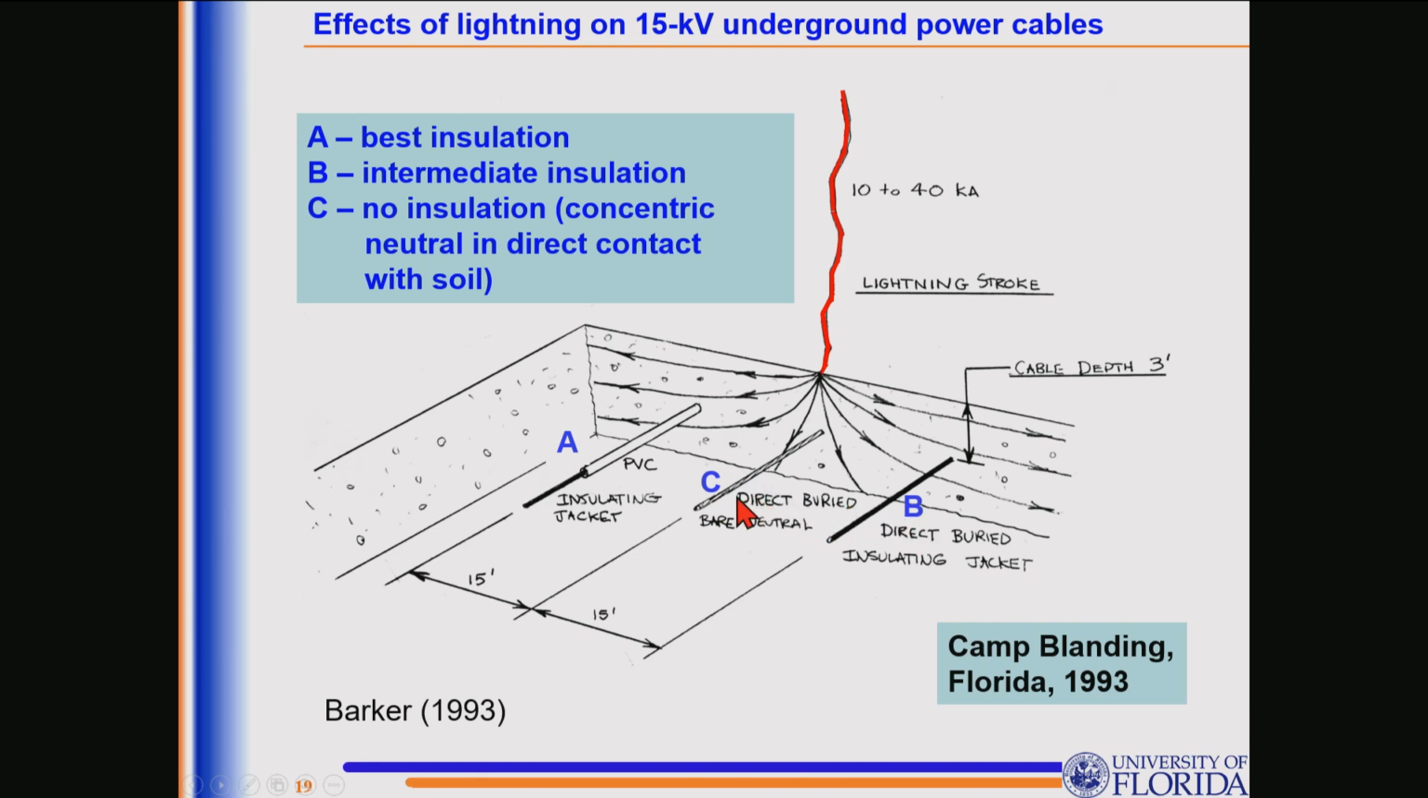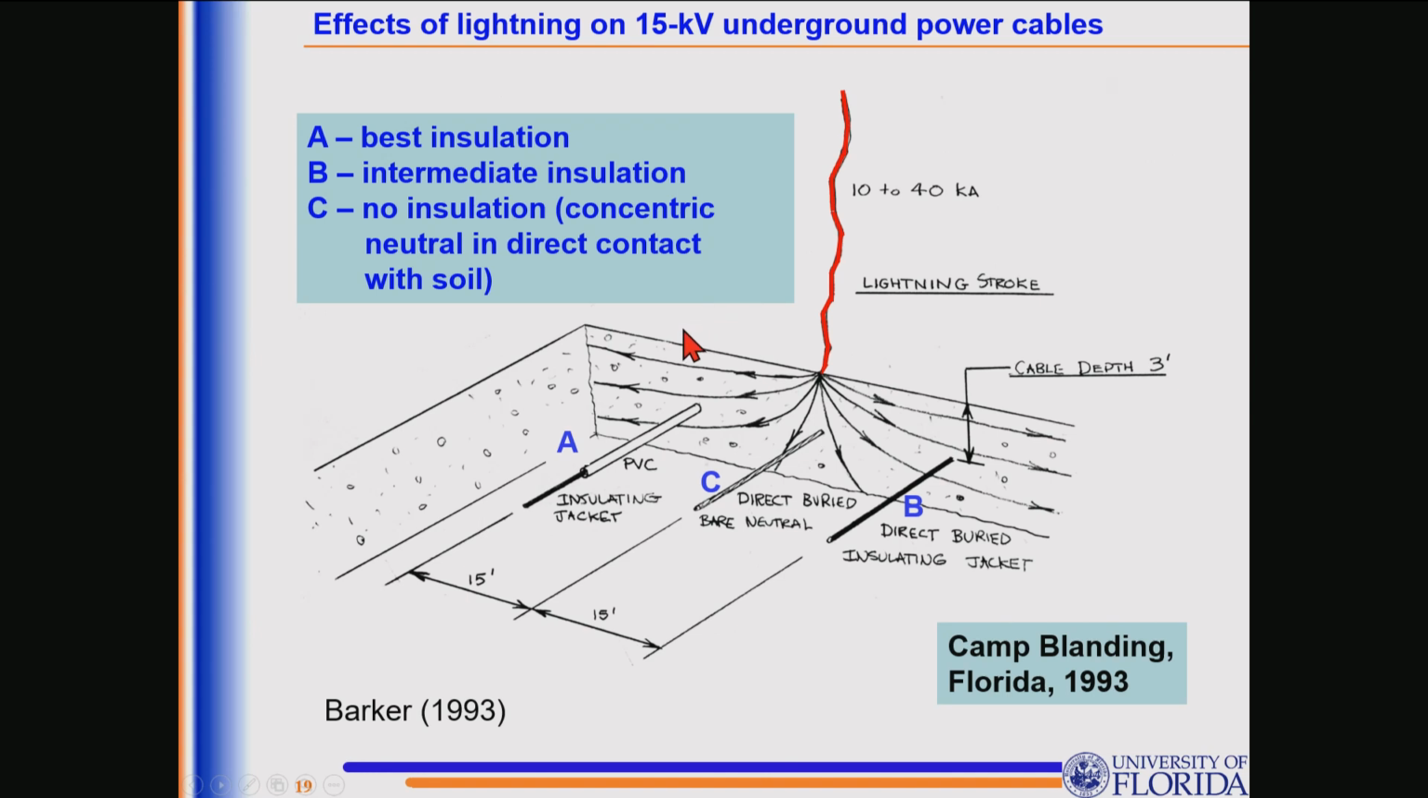Cable B was the same as cable C, but had an insulating jacket covering the concentric neutral. And finally, cable A was the same as B, but placed inside a PVC pipe. So this is where the cables were located.